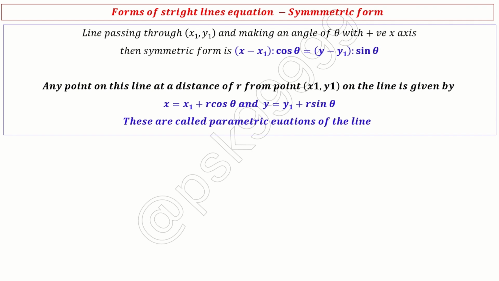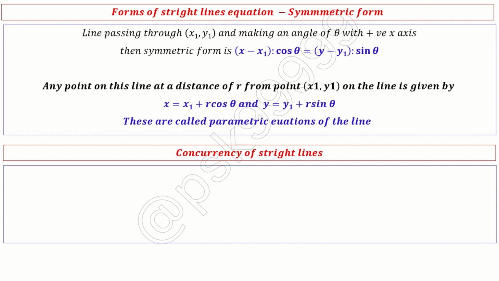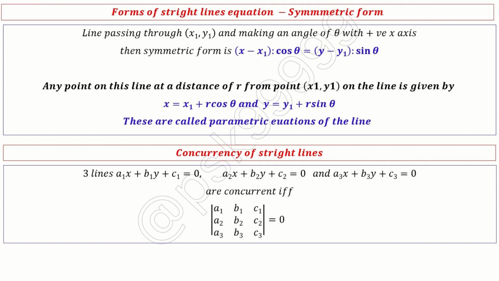Okay, so remember, if somebody asks you what are the parametric equations of a given line, this is how you should do it. And the concurrency of straight lines I mentioned in one of the questions. Actually, it came as a question, but you can remember this one. If three lines are a1x plus b1y plus c1 equal to 0, a2x plus b2y plus c2 equal to 0 and a3x plus b3y plus c3 equal to 0, then the concurrency condition is the determinant with rows a1 b1 c1, a2 b2 c2, a3 b3 c3 equal to 0. This is the necessary and sufficient condition for concurrency.